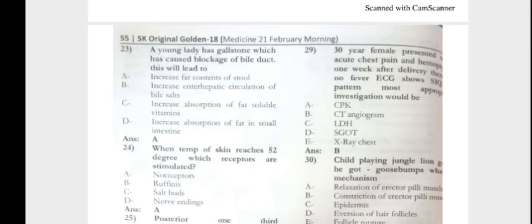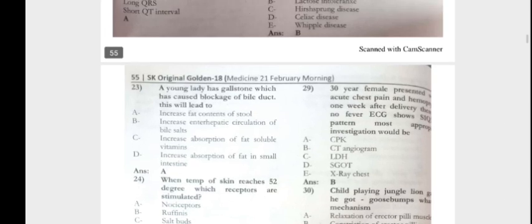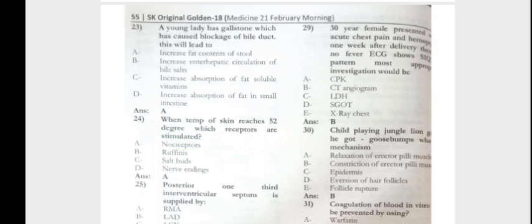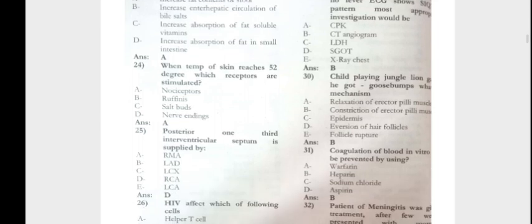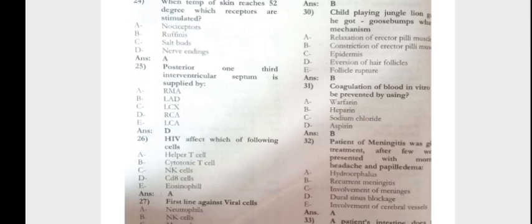A 30-year-old female presented with acute chest pain and hemoptysis 1 week after delivery. There is no fever. It shows an S1Q3T3 pattern. This is definitely a CT angiogram. The next, this is the scenario of pulmonary embolism. Next, a child playing a jungle lion game got goosebumps. Which mechanism? The constriction of arrector pili muscle. The coagulation of blood in vitro can be prevented by using heparin.